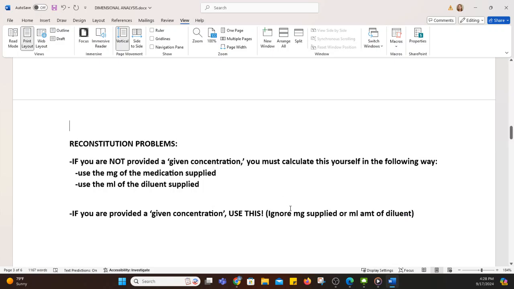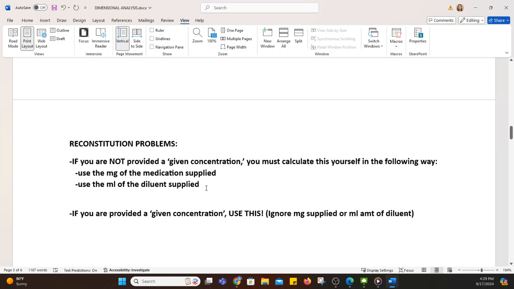All right, so there are 2 types of problems you might see. Number 1, this is the old school way. You might not be provided a quote unquote given concentration. If that's the case, you have to calculate the concentration yourself. And you'll do that because you'll have two important pieces of information. You'll have the milligrams of medication, and that'll be like the vial of powdered medication. And you'll have the milliliters of diluent supplied. All that really means is it's telling you how much saline or sterile water to dissolve the powdered medication in.